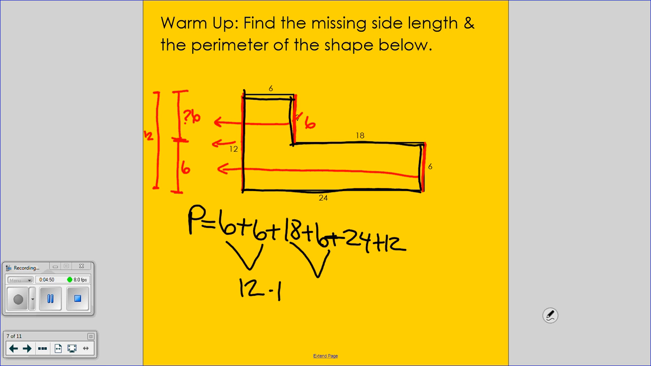12. 18 plus 6. If you're pretty quick with your 6s, this might not be so hard. Dylan, what's that going to be? 24. 24 plus 12. Might be able to solve that one in your head. Stack it in your brain, and then go from there. Ella, what's 24 plus 12? 36. Now we've got fewer numbers to look at. What's going to be my perimeter?